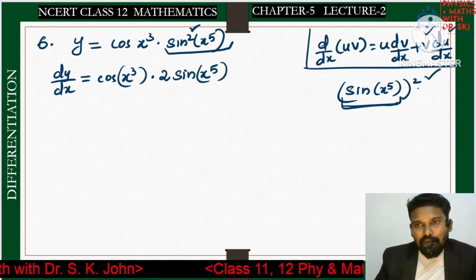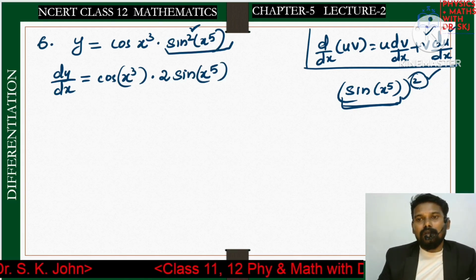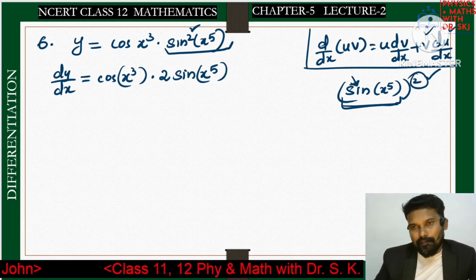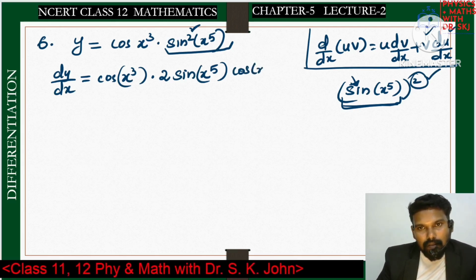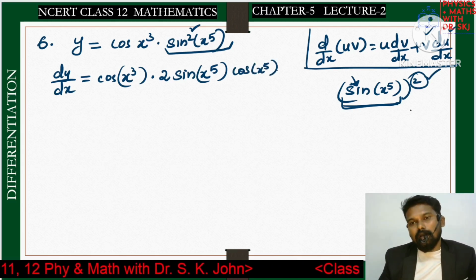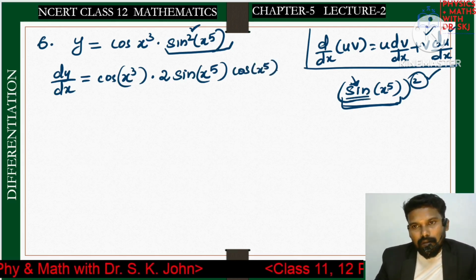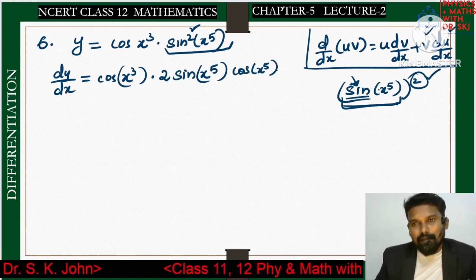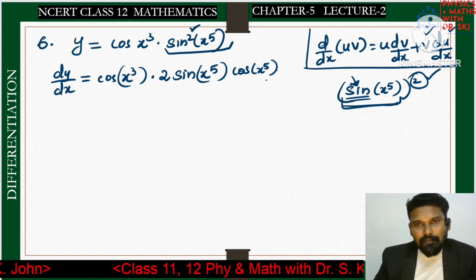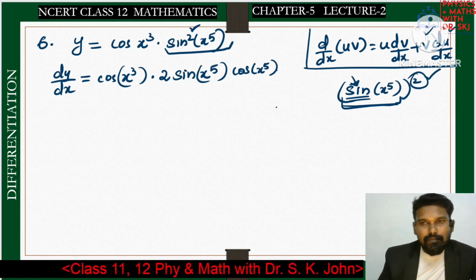So I have differentiated this whole square. Then I have to differentiate this sine. The derivative of sine is cos. Okay. The derivative of sine is cos. There you have to keep the x raised to 5 as it is. Okay.